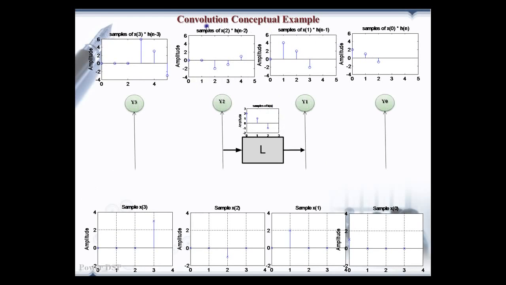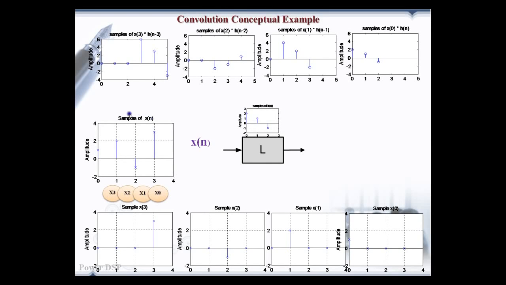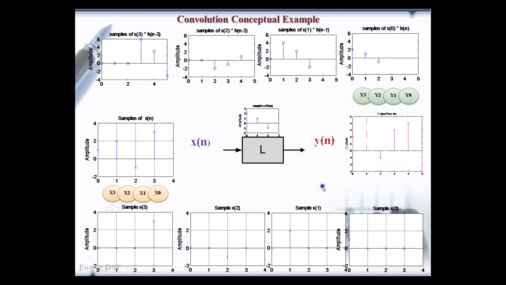Now we have 4 outputs for 4 individual inputs. If we add all these 4 individual input signals, we get our input signal x of n. By superposition, we know that the output of the system to the sum of the individual input signals is equal to the sum of the responses of the system to each of the individual signals. So the output y of n would be equal to the addition of all these individual outputs.